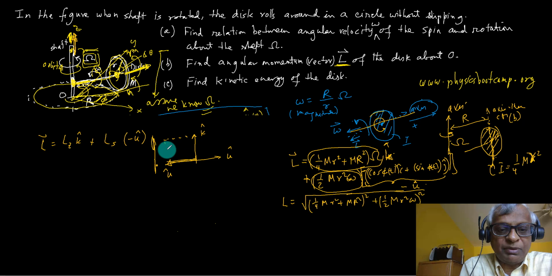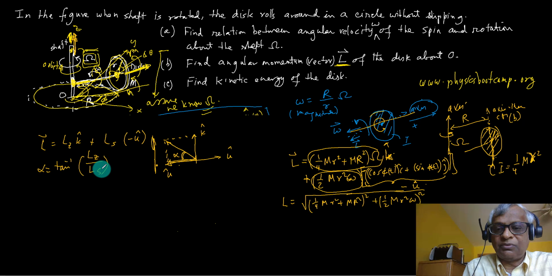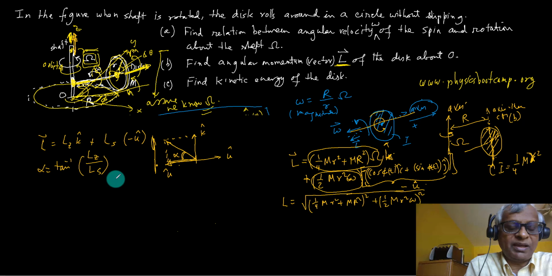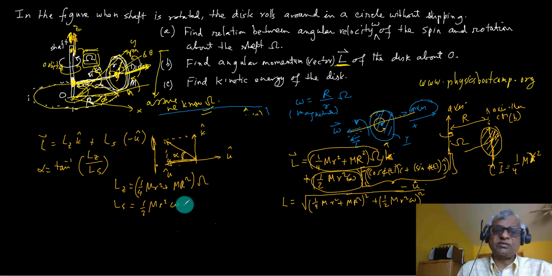So we will have to complete this. We can say the direction of this angular momentum is in this direction. So let's call this angle alpha. And so alpha will be the inverse tangent of this over this: L_z over L_s. And of course, you already know L_z is simply 1/4 mr squared plus mR squared, and L_s is 1/2 mr squared, this times big omega and this times little omega. Okay, so that's the direction.